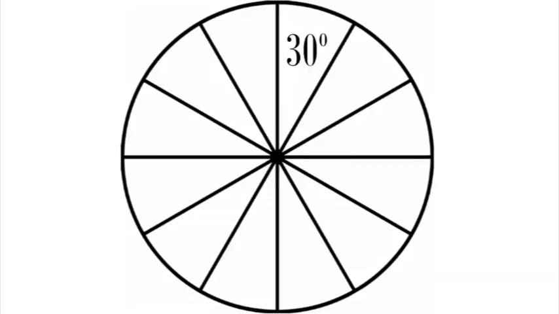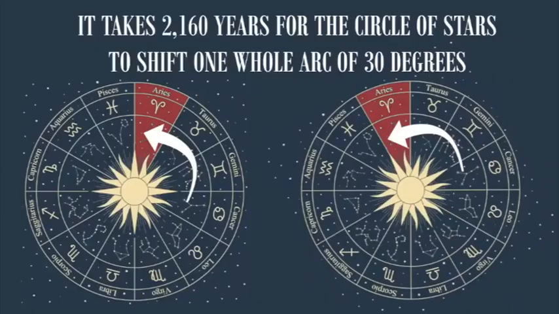Remember, each arc is 30 degrees. If we multiply 72 with 30, we get 2,160 years. It takes 2,160 years for the circle above to shift 1 whole arc.